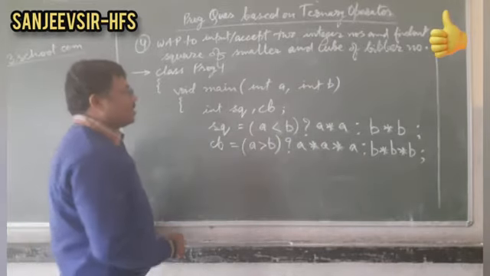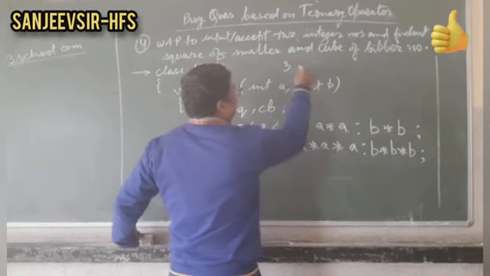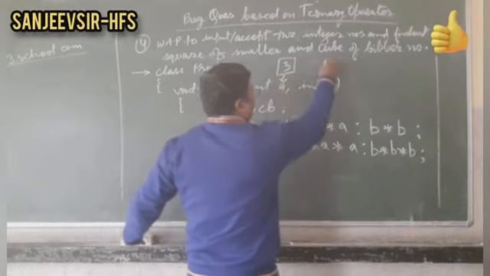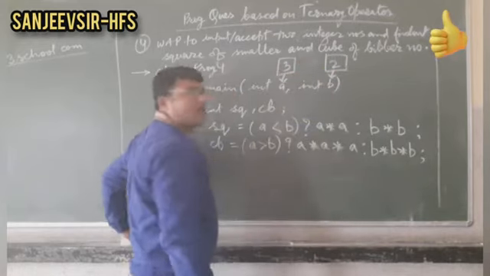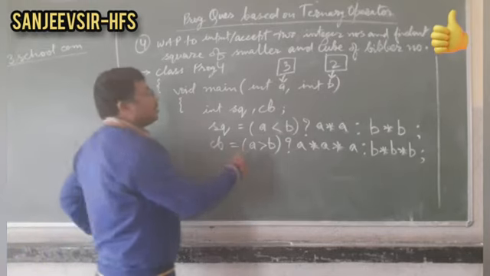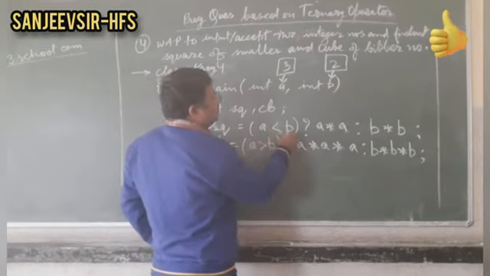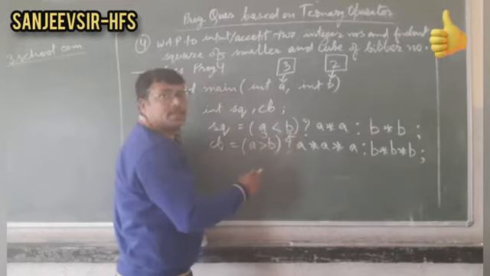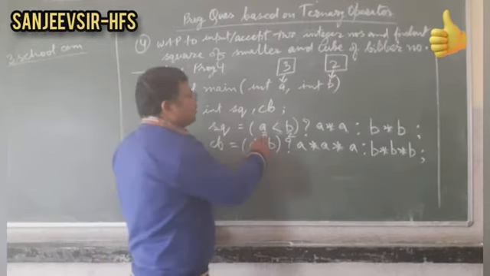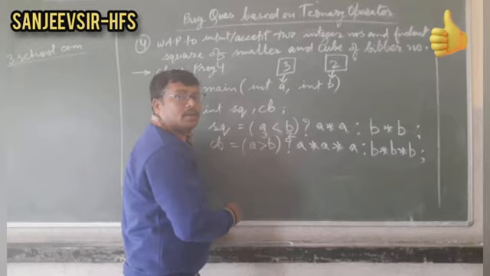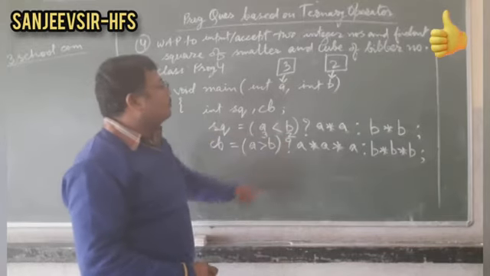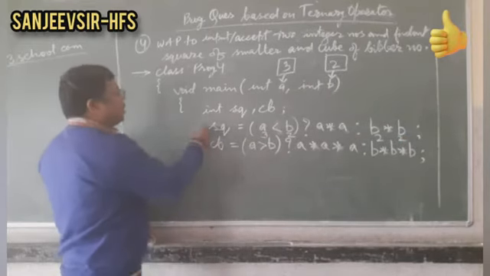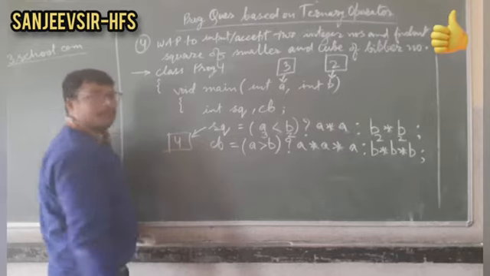Let us understand with an example. Suppose you are given 3 and 2. a is accepting 3 and b is accepting 2. Now we put the condition. 3 is less than 2, condition false. When the condition becomes false, that means b is smaller, 2. So 2 into 2, that means 4 we are assigning to S cube, and S cube will receive the value 4.